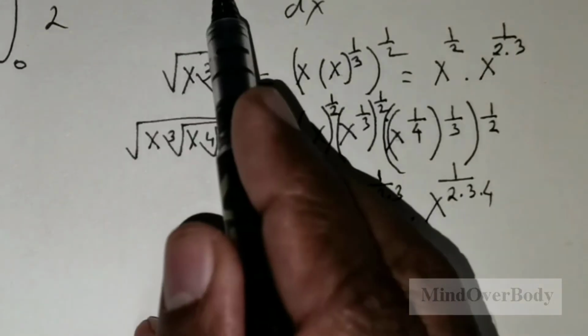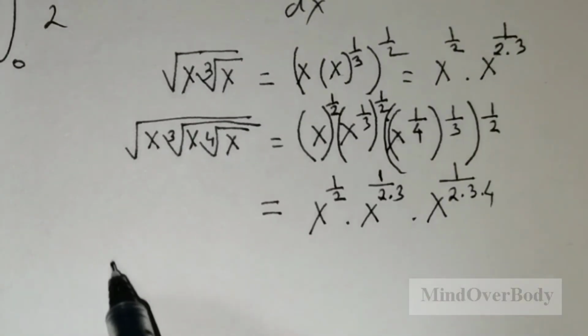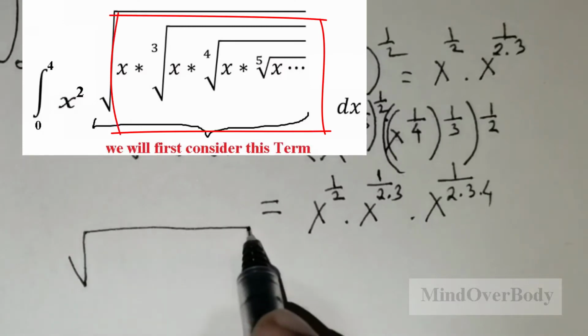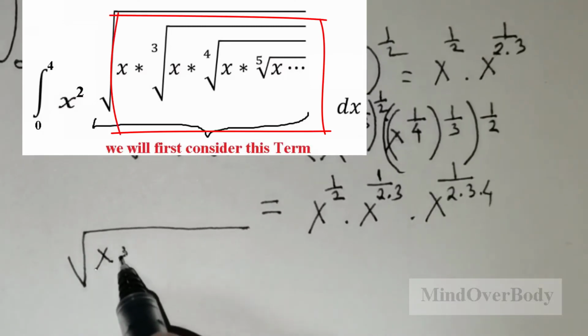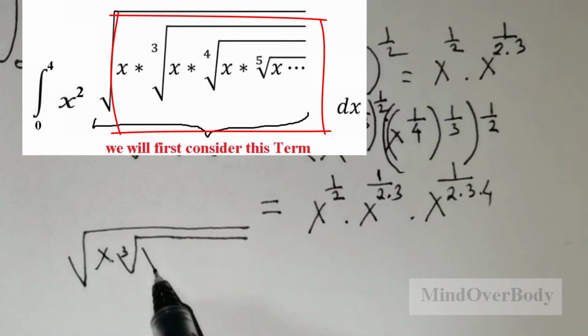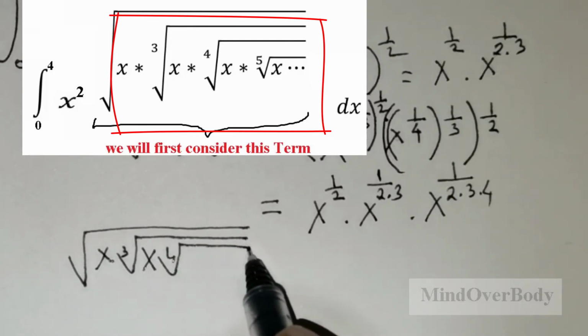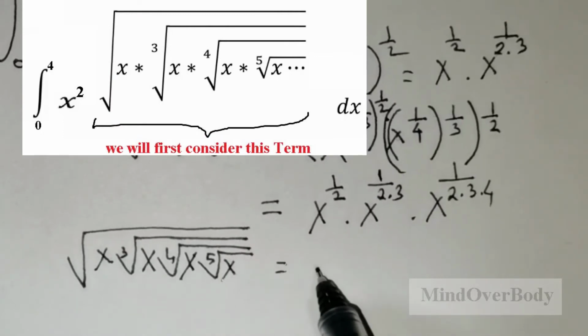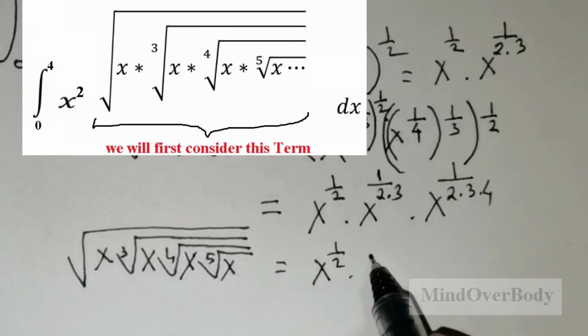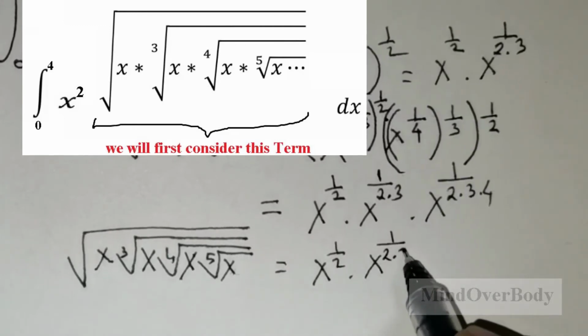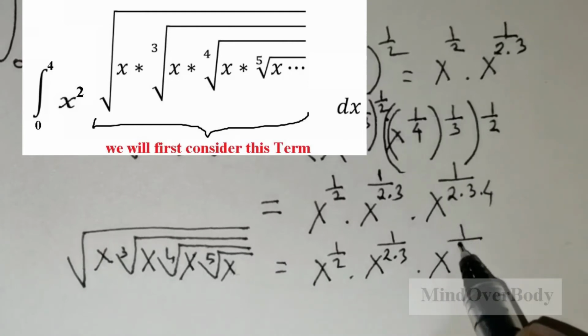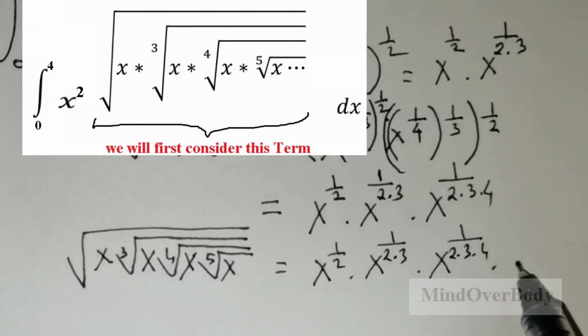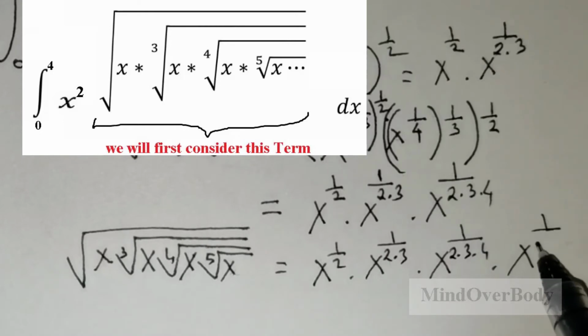Now let us consider the next four terms if we want to express them. It's going to be the square root first, followed by the third root, followed by the fourth root, and followed by the fifth root. So this is going to be x raised to the power 1 over 2 times x raised to the power 1 over 2 times 3 times x raised to the power 1 over 2 times 3 times 4 times x raised to the power 1 over 2 times 3 times 4 times 5.